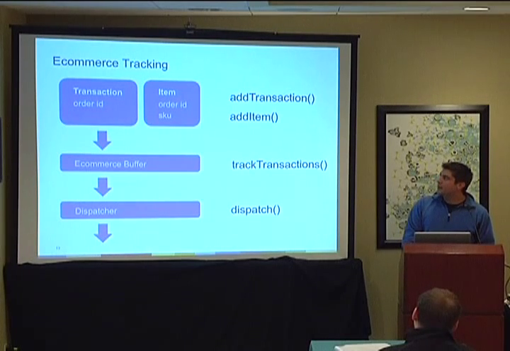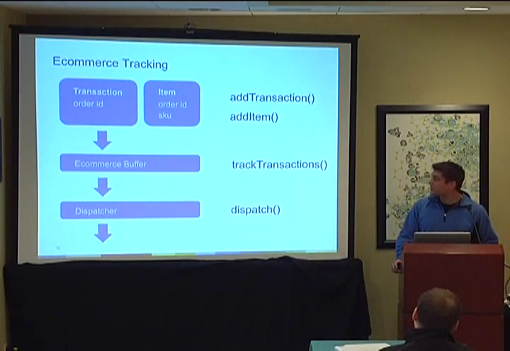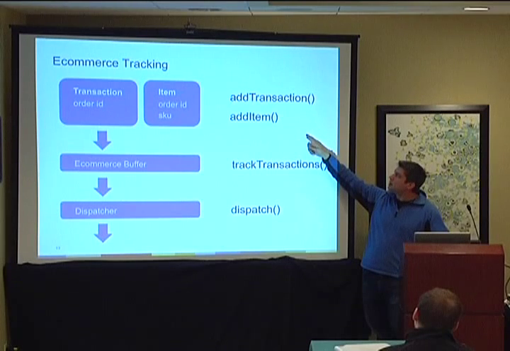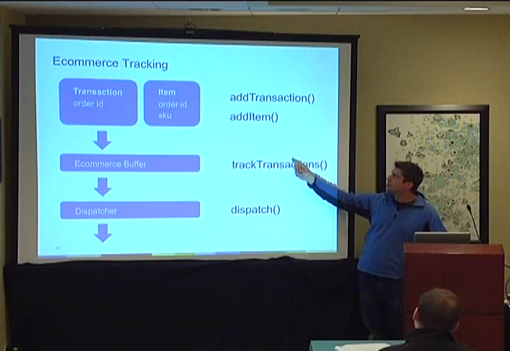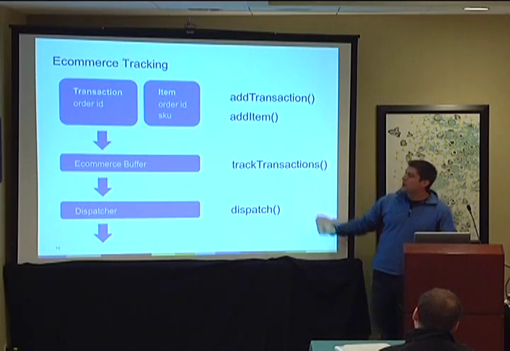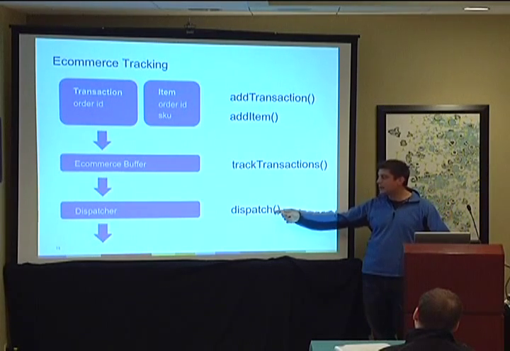We have e-commerce tracking. We released this about a year ago. It works exactly the same as how we have it in JavaScript, but it's kind of unique. On the tracker, you call transaction, and then for each item, you add it. And then finally, you call track transaction. It takes all the transaction items and puts them into a buffer. Once it's in the buffer, you call dispatch to send all the data to analytics, and the data gets sent.